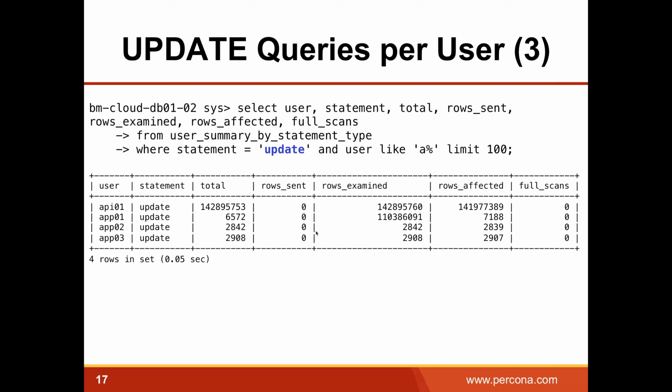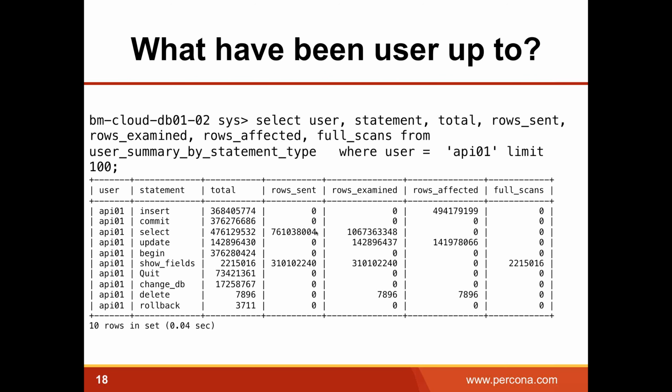And finally, you can get a breakdown for each user per statement with some additional counters. So here I'm doing my investigation, trying to understand what kind of additional load this API 01 server received. And I'm seeing that it looks like it's doing many more select statements. It's also doing show fields, and it examines lots of rows.